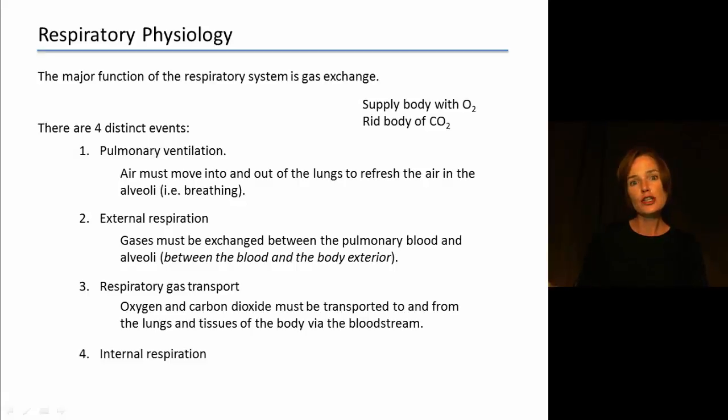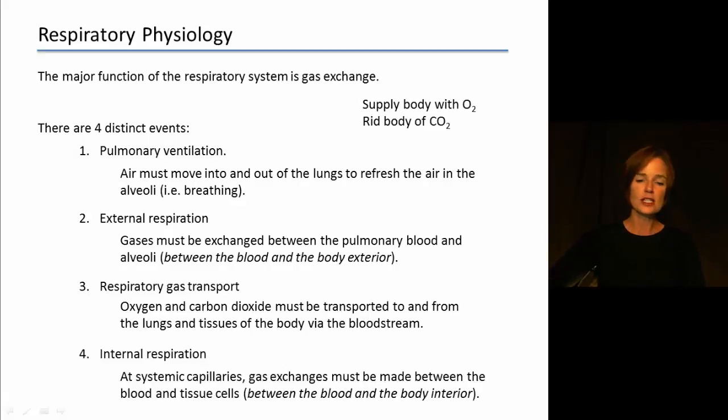The last one is internal respiration, and internal respiration is at the very tiny level. This is looking at the tissues and cells of our bodies, so this is at the systemic capillaries. Gas exchanges must be made between the blood and those cells of the tissues. So internal, between the blood and the body's interior. So those are the 4 stages of respiratory physiology, the actual gas exchange that is taking place to supply the body with oxygen and also to rid the body of carbon dioxide.